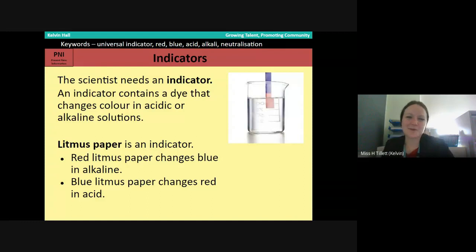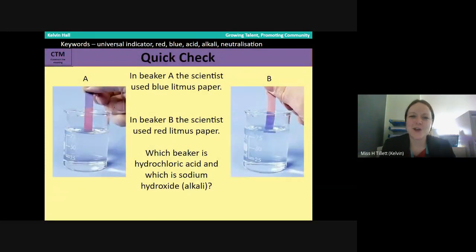Hopefully you've written that down, and I'm going to ask you to use this information now to make a prediction. So, back to our 2 clear liquids. As a scientist, we want to make a prediction. We want to think about what we might find out, and we're going to use the indicator to work out our answer. So here's what's happened. In beaker A, the first beaker, the scientist has used blue litmus paper. You can see in the picture, they're holding the paper at the top, and the top is blue. When it's been dipped into the liquid, it has gone red. So automatically, I hope you're thinking a little bit what this might mean.